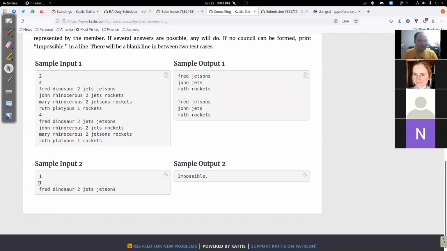And then here, the second example, you have 1 person, Fred, in the dinosaur party, belonging to 2 clubs. So it's impossible in multiple ways. First, there's no way you can have 2 club members. Basically you have 2 clubs, so you need 2 members on a council, but there's only 1 person, so that fails automatically. Also, there's only 1 political party, so of course it's going to be a majority if you choose all of them. Anyway, so there we are.